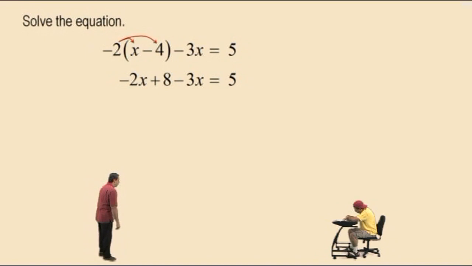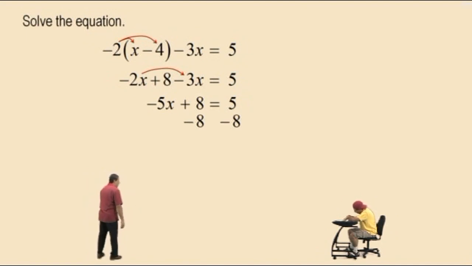There you go. Now, we combine like terms on the left-hand side, Charlie. So what's a negative 2x plus a negative 3x? Negative 5x. That's right. And so bring down your work. Now, what comes next, Charlie? Subtract 8 from both sides. That's right. Subtract 8 from both sides.